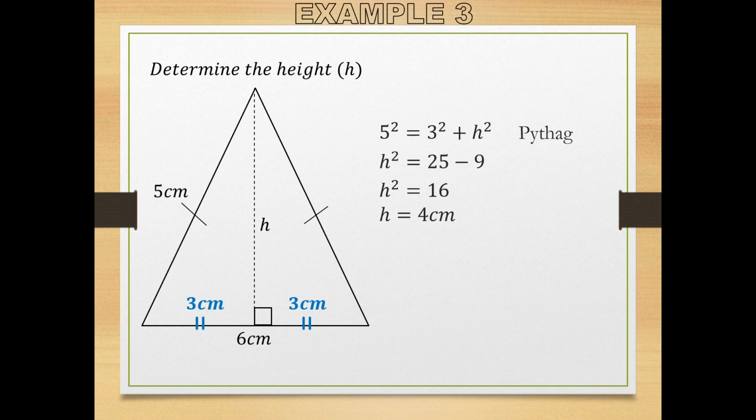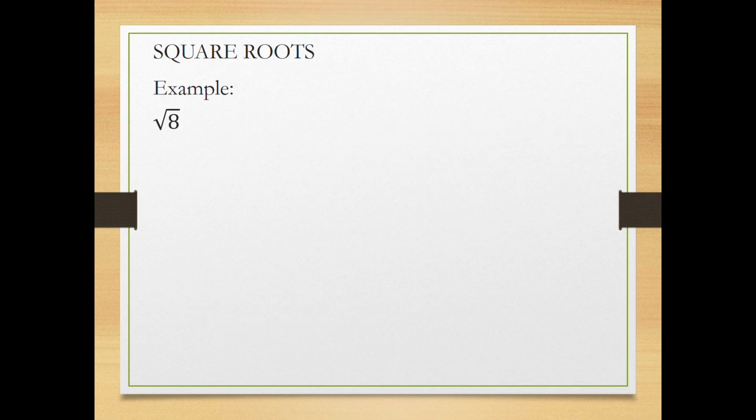The last thing I wanted to show you in this video is how to leave things in surd form, because sometimes they do ask you to leave it in surd form. So say, for example, you get the square root of 8. If I put the square root of 8 into my calculator and I press equals, I get 2 square root 2. But how does it get to that? So I'm just going to show you how to do that.